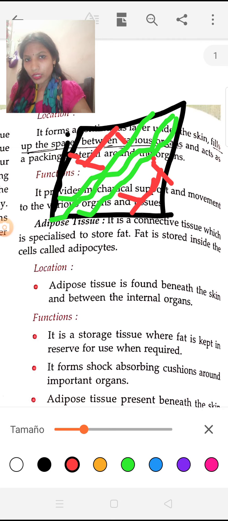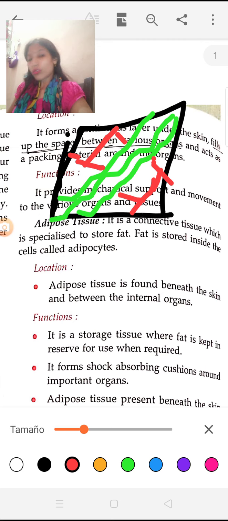So here you can see these are branches, arising one after another, right? And these are singly arranged, not arranged in bundles. So it is known as the elastin fibers. They are thin, slender, and arranged singly. So both types of fibers are present in the areolar connective tissue.